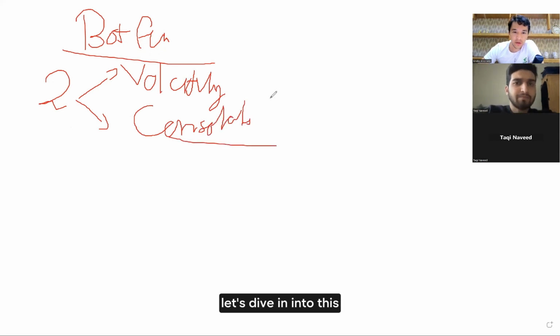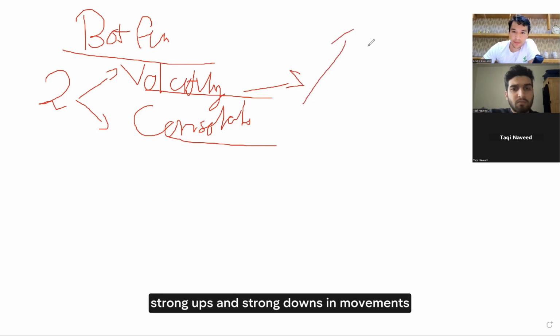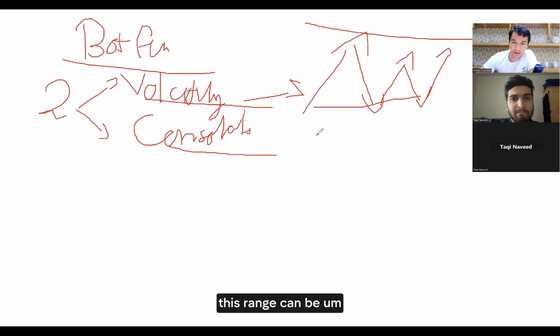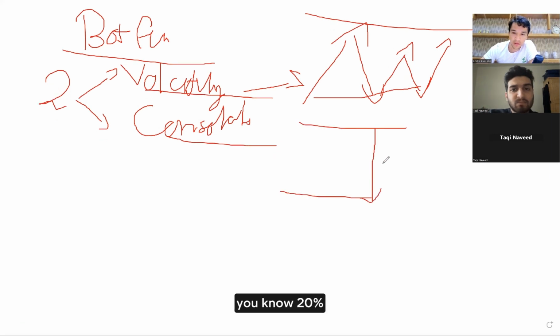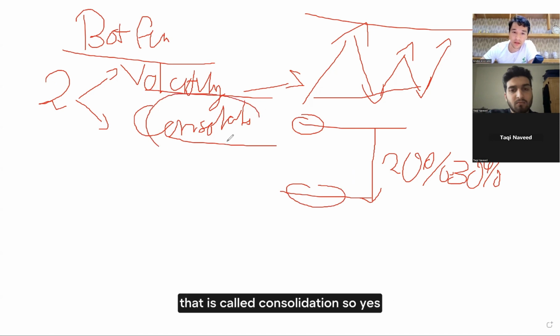Let's dive into this. What's really volatility? In simple terms, volatility is strong ups and strong downs in movements. That's about it. Strong ups, strong downs within a range. This range can be 20%, 30%, even 40% and so on. This range, between this point and this point, is called consolidation.